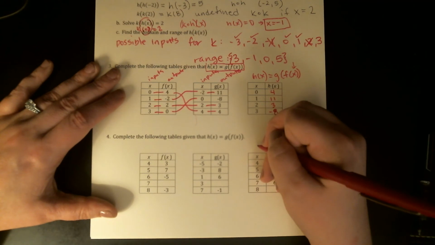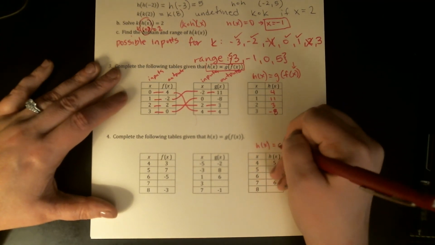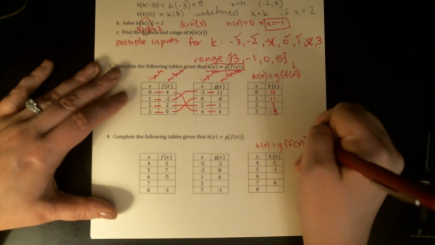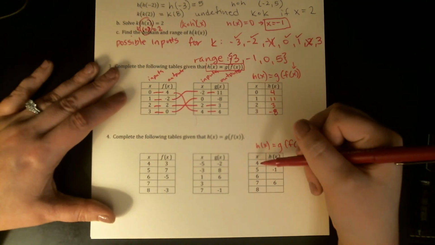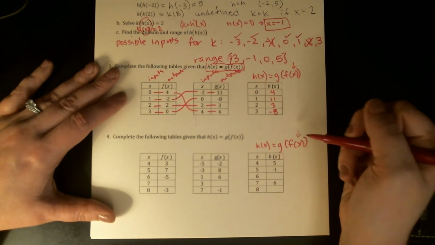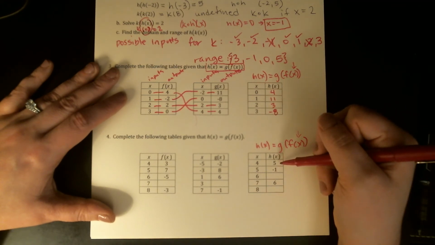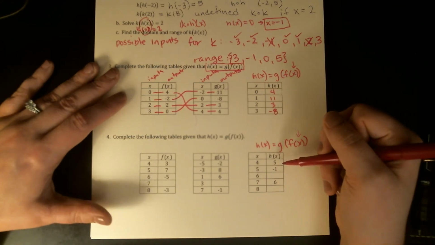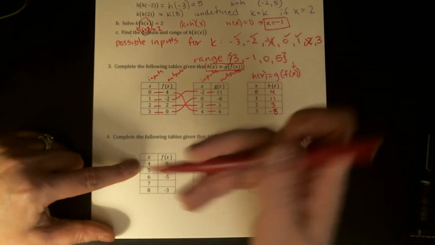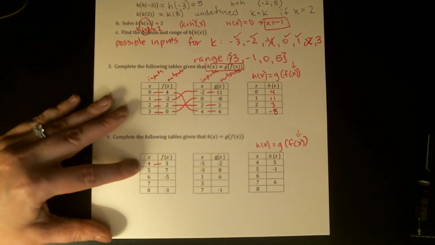This tells me, again, h of x is g of f of x. So this tells me that if I plug a 4 into f, take whatever I get and plug it into g, I'll end up with a 5. So let's walk through and see if that tells me anything I didn't already know. Here's a 4 into f. I get back a 3.